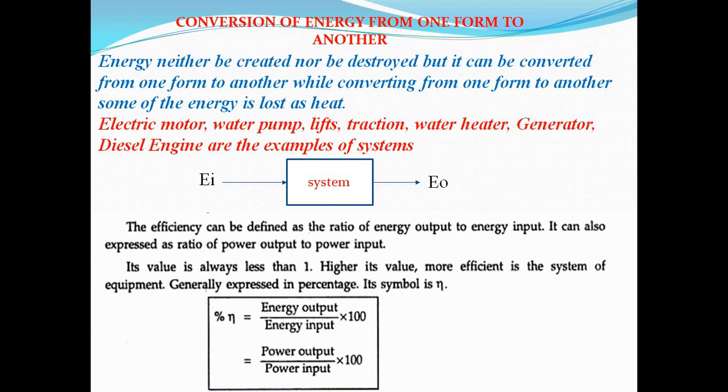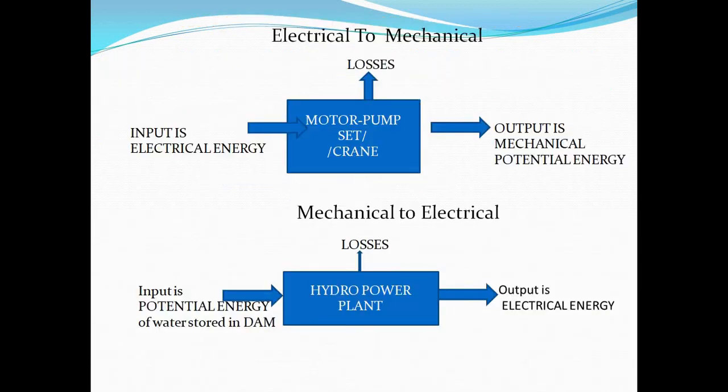Now these are some systems in which the conversion of energies can take place. An example is a motor pump set or a crane, in which electrical energy is converted into mechanical energy, that is, the potential energy. In a hydropower plant, again the input is the potential energy of water which is stored in the dam, that means the mechanical energy, and the power can be generated, so the output is electrical energy.